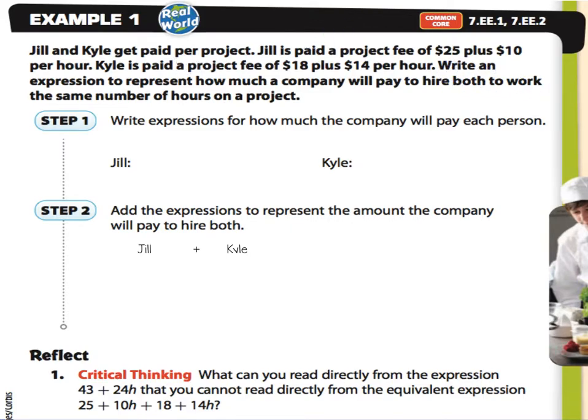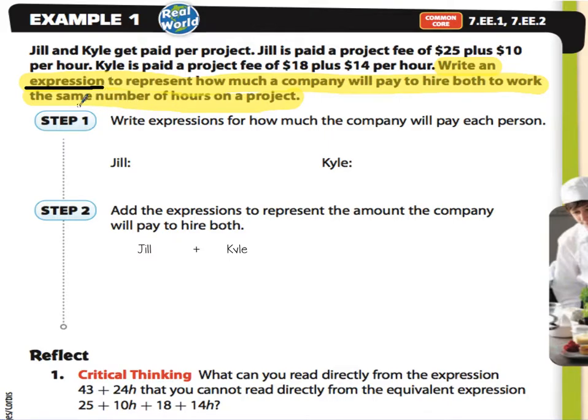So we're going to go ahead and highlight. The question is saying write an expression to represent how much money the company will pay them both to work the same number of hours. Okay, so the important parts here are, one, we're writing an expression. When you're writing an expression, we have to remember that there's no solution to an expression. There can be multiple solutions, so we're not putting it equal to something, because setting it equal to something means that there's only one solution.